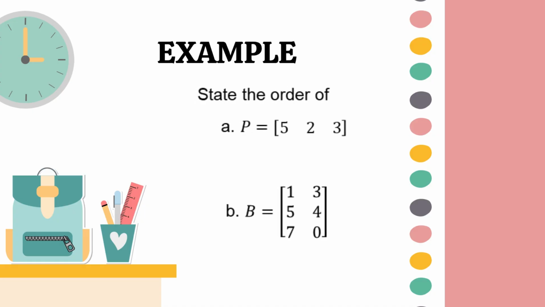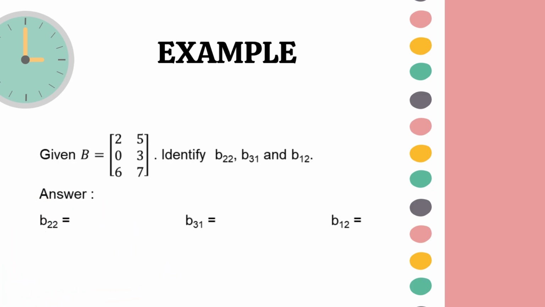Next, state the order of matrix P and B. Matrix P has 1 row and 3 columns, so the order is 1 by 3, while matrix B has 3 rows and 2 columns, so the order is 3 by 2. Here is an example about matrix elements. Given the matrix B is 2, 5, 0, 3, and 6, 7, identify the elements of B22, B31, and B12.